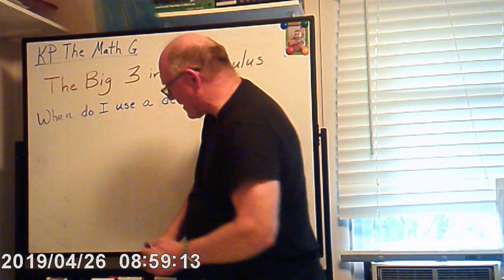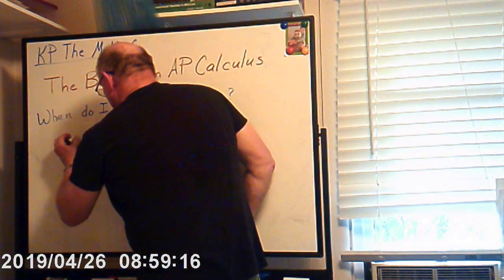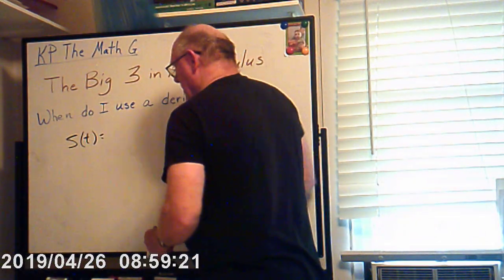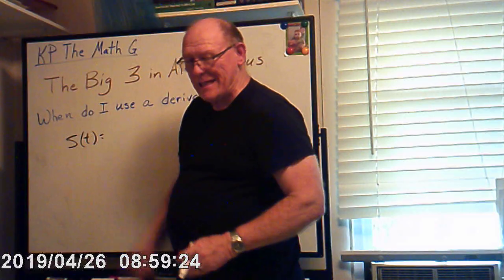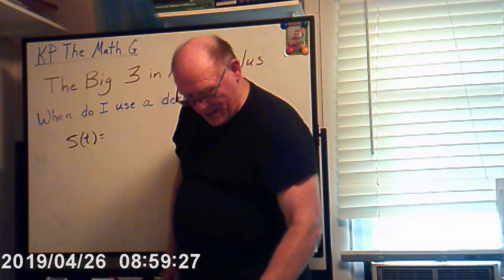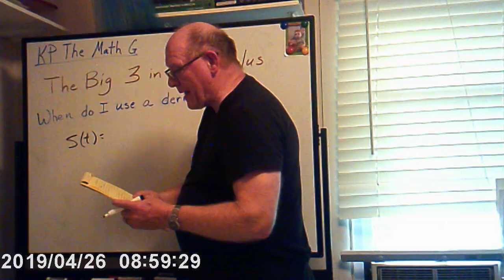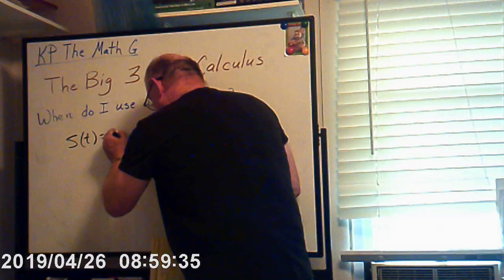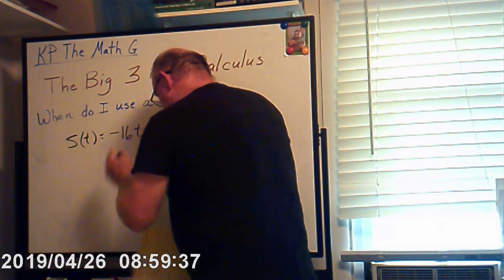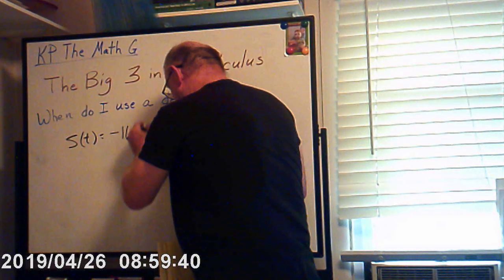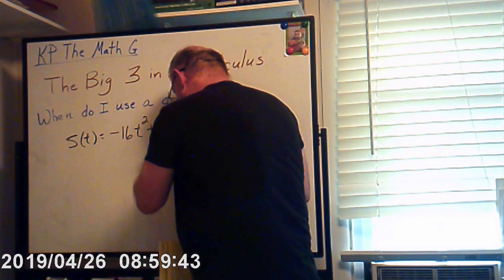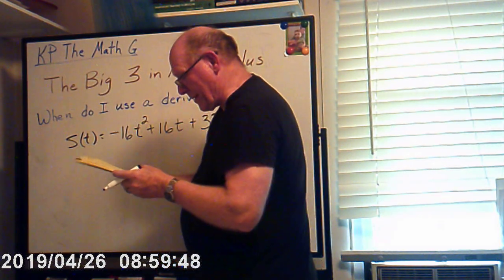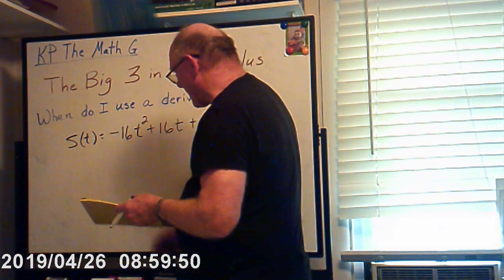Here is what we call a position function, s of t. A lot of times it'll say x of t is a position function. And this is equal to negative 16t squared plus 16t plus 32. I want to say everything's positive except the negative 16.